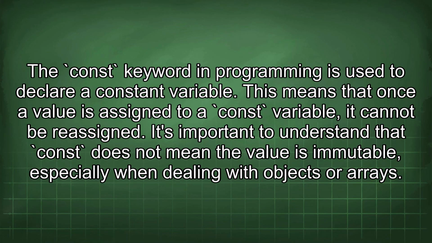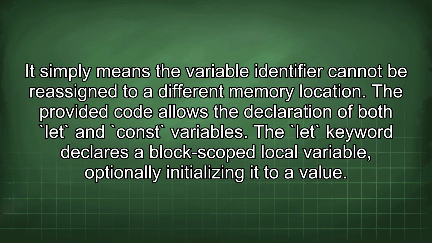The const keyword in programming is used to declare a constant variable. This means that once a value is assigned to a const variable, it cannot be reassigned. It's important to understand that const does not mean the value is immutable, especially when dealing with objects or arrays. It simply means the variable identifier cannot be reassigned to a different memory location.